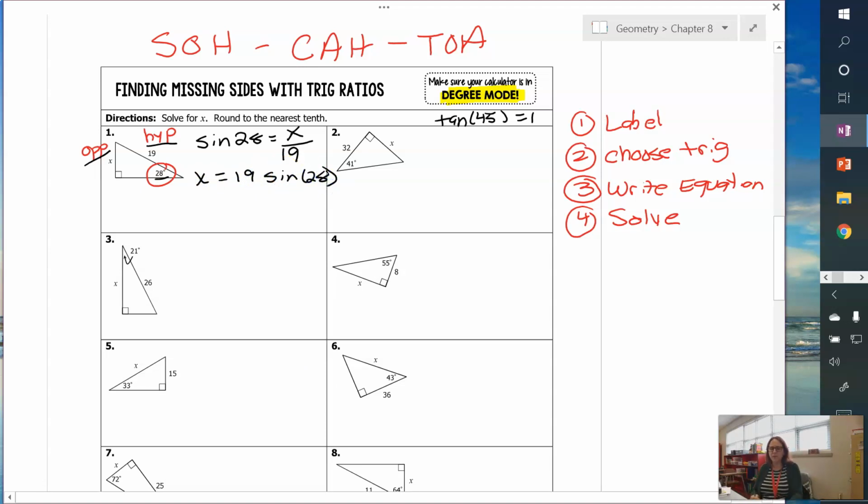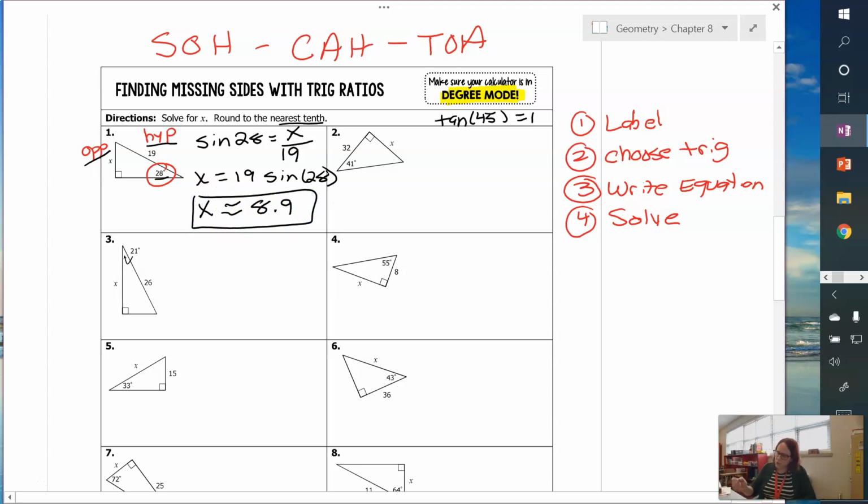This is what I punch into my calculator. 19 times sine of 28. So that's all I did. I just punched that in, hit enter, and I get a number with lots of decimals. This is okay. Trig numbers often have lots of decimals. I'm asked to round to the nearest tenth, so I'm going to round my answer to 8.9.